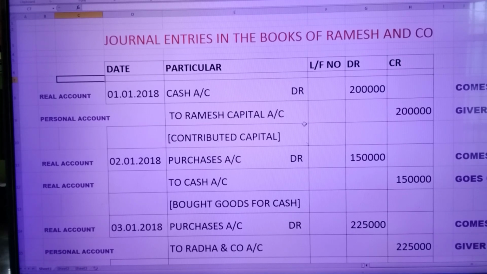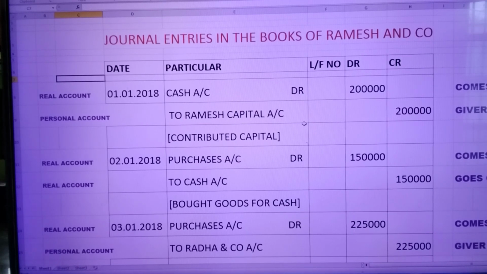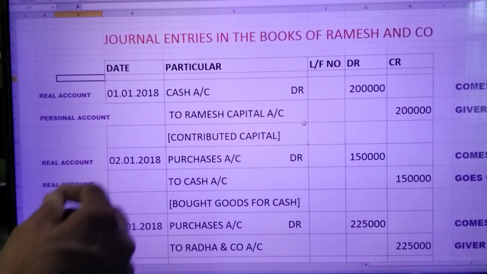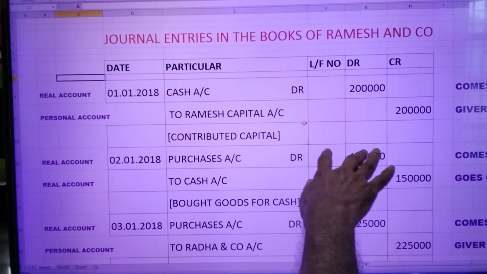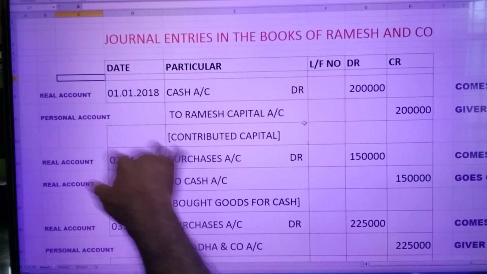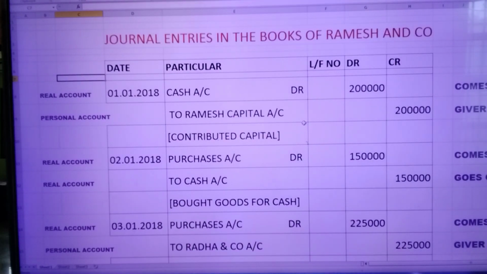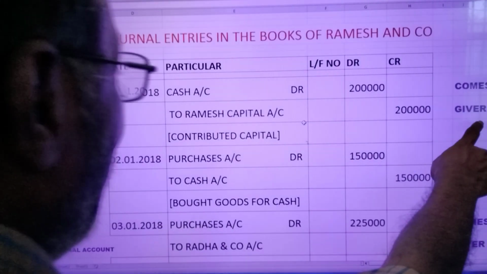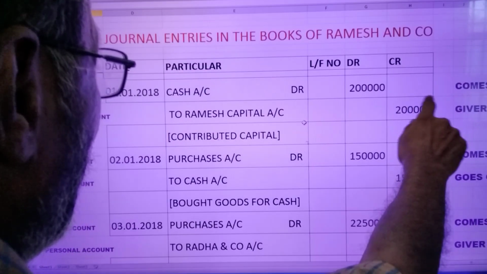What I told you, there are two accounts available: one is cash account, another one is capital account. For the capital account, it's a personal account. Credit the giver. Ramesh is the giver. As per the personal account norms, debit the receiver, credit the giver. So that's why personal account, credit the giver. That's why I'm writing here giver, and putting it in the credit side.